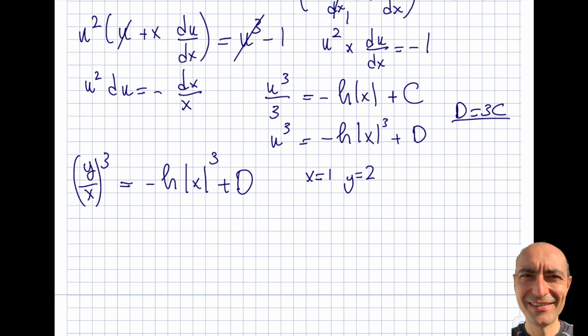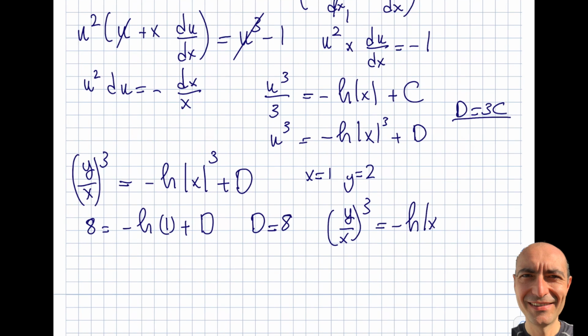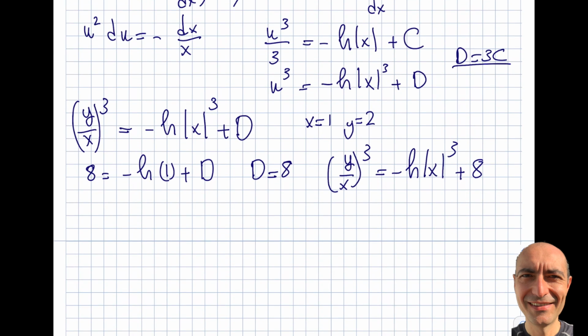Let's insert it into my calculation. I get 2 to the power of 3, so 8 is equal to minus ln of 1 plus d. From here you can see that d is equal to 8, since ln 1 is 0. So (y over x) cubed is equal to minus ln x cubed plus 8. Then I can do one last step if I choose to: y cubed is equal to minus x cubed ln x cubed plus 8x cubed.